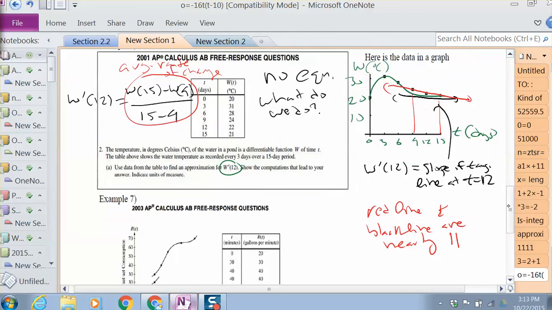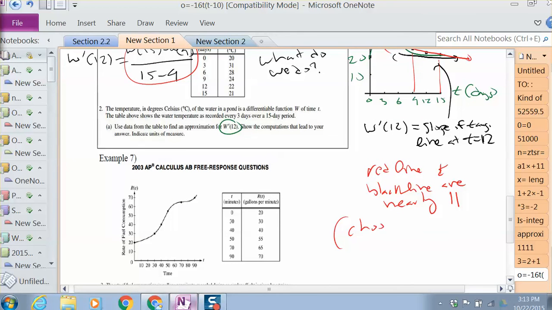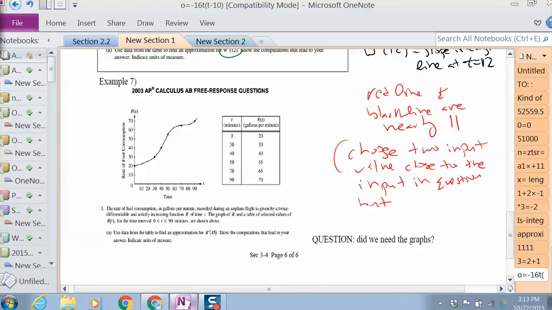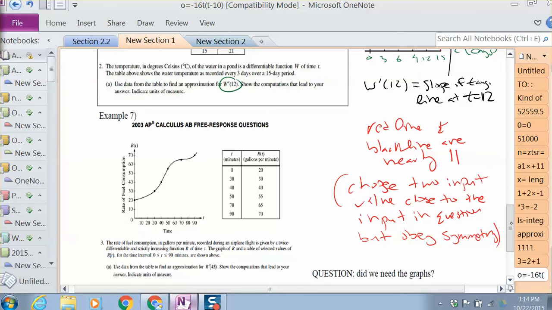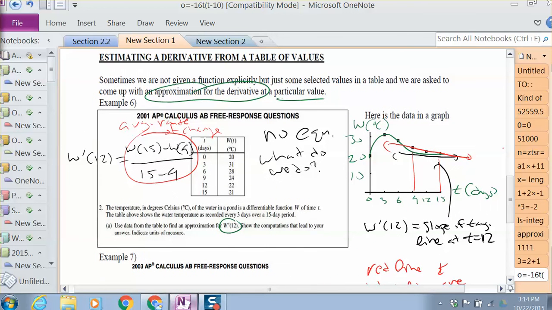So basically what you want to do is choose two input values close to the input in question, but obey symmetry. That'd be kind of my advice for you here. So if you work it out, it's going to be easy.